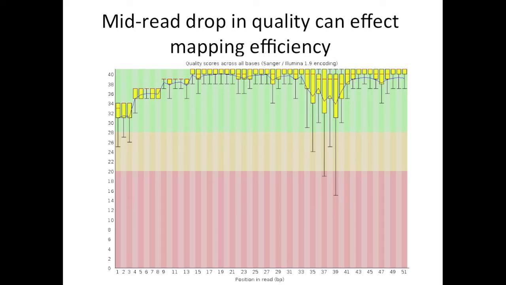In this case, there was a mid-read drop in quality, and this may affect some downstream mapping efficiency. So here, right about 35 base pairs, you see a drop in quality, at least for some of the reads, because like I mentioned, this is an average of all of your reads, so a portion of the reads have a severe drop in quality.